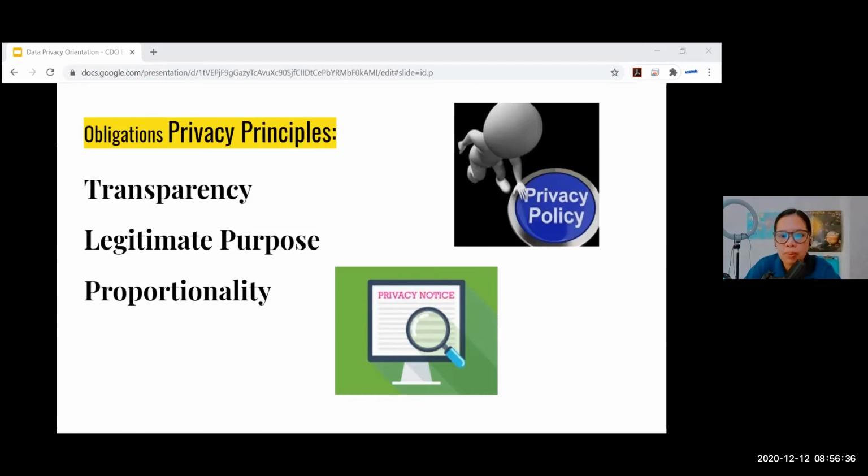And of course, we have here proportionality. Proportionality here really means that you just have to collect the necessary information that you need in order to perform your service or whatever that is. So if somebody's going to join your webinar, you don't ask for their marital status. That is inadequate already. That's too much information you're asking them. Okay, so as PICs and PIPs, when we're going to collect information, we have to abide by the privacy principles: transparency, legitimate purpose, and of course proportionality.